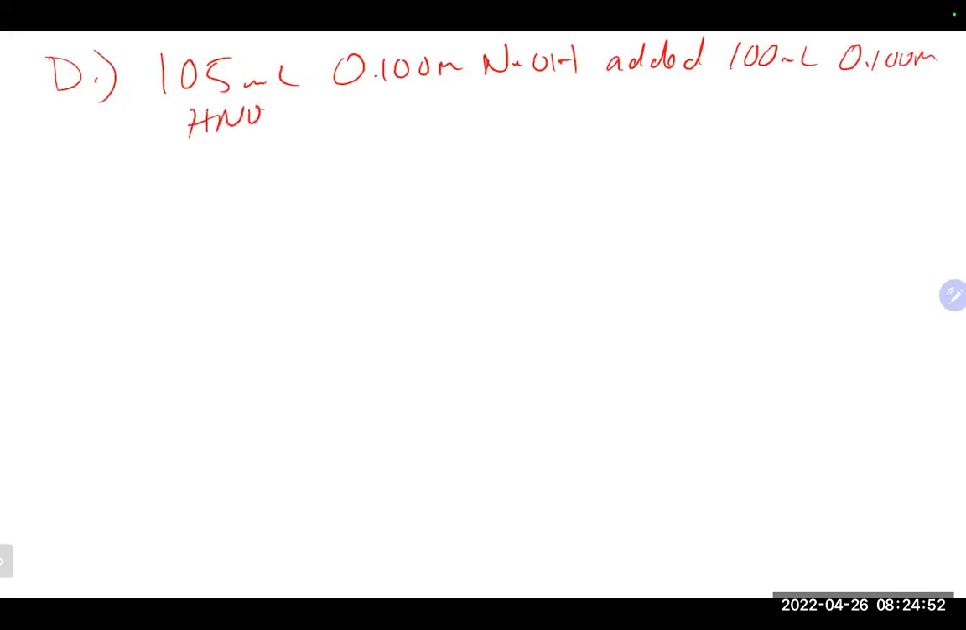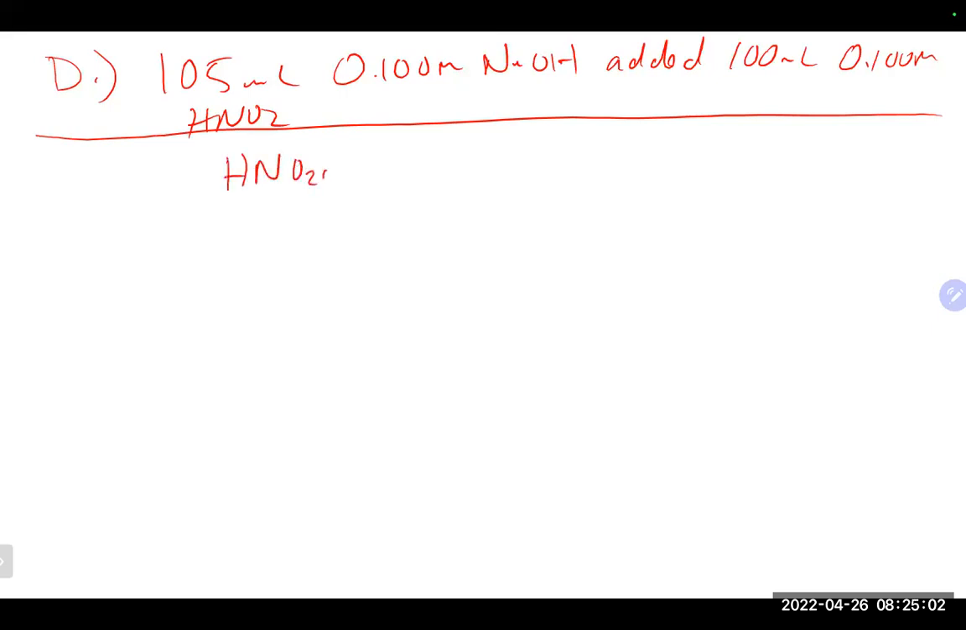nitrous acid. So once again, obviously we're in our titration, so we do need to have our equation, and that would be the same one we've been using, which is our HNO2 plus some sodium hydroxide, giving us our NaNO2 and our water here.